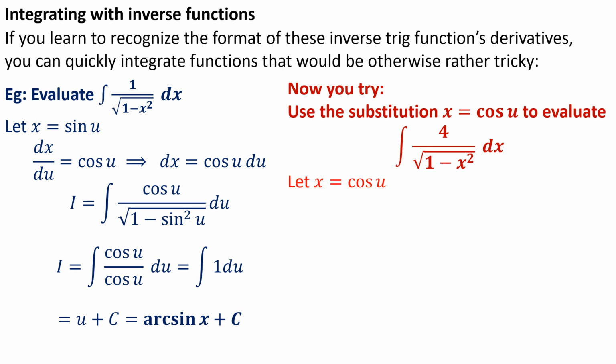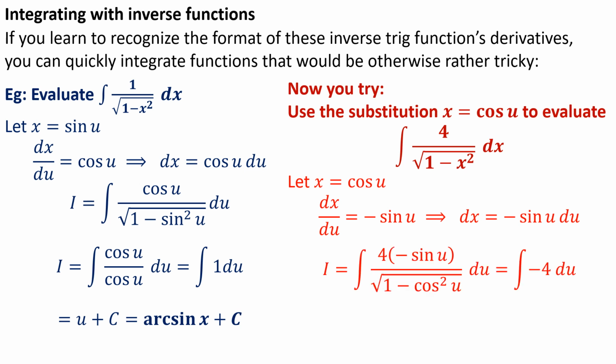Okay, so if we start with x equals cos u, we can differentiate as before. We can get something to replace dx by as before. There's a minus sign in there this time, but we can still swap things out. The denominator still tidies itself up because the square root of 1 minus cos squared u is the square root of sine squared u, which is sine u, so that cancels with the sine u on the top, but we're left with a minus 4.